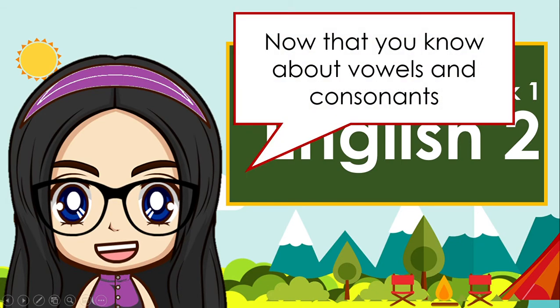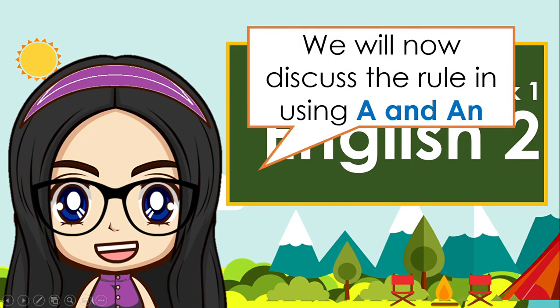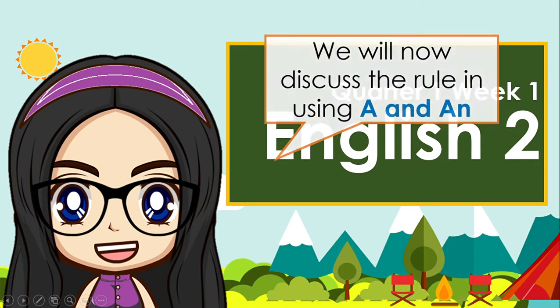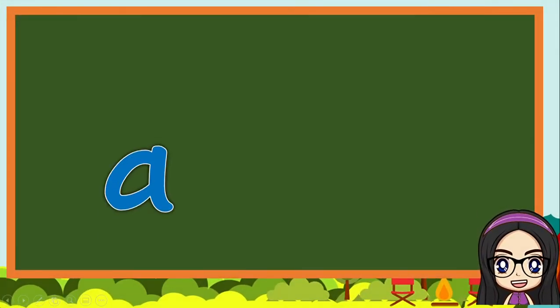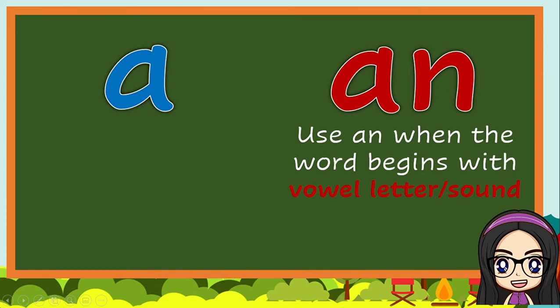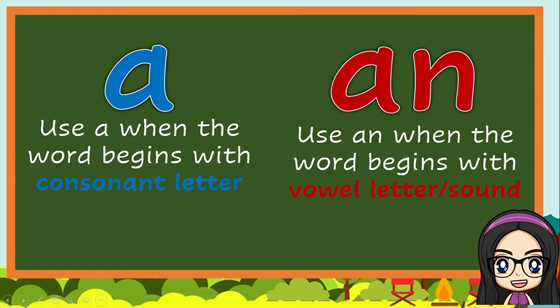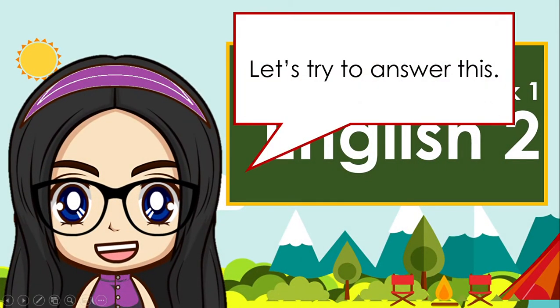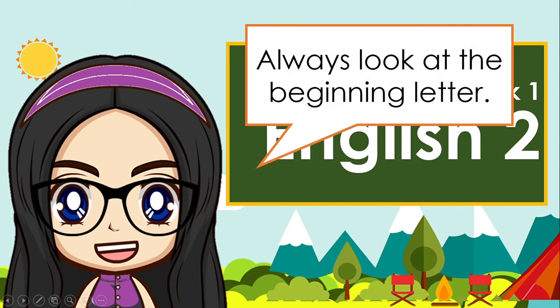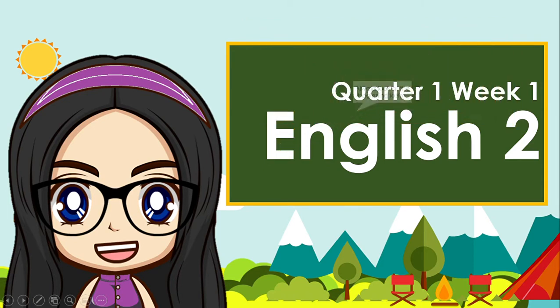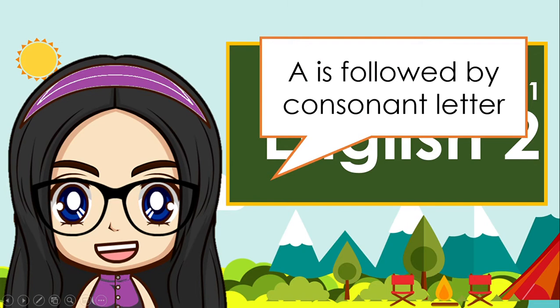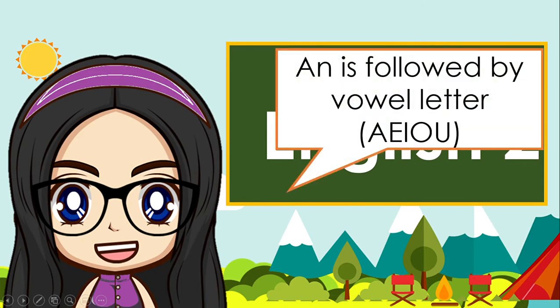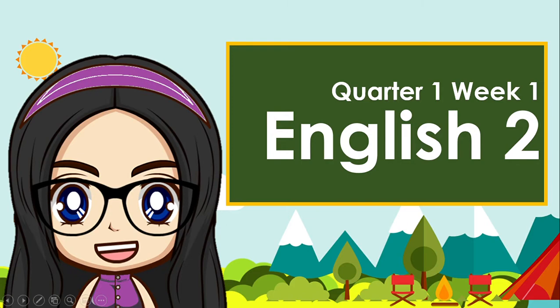Now that you know about vowels and consonants, we will now discuss the rule in using A and An, or the articles A and An. An is used when the word begins with the vowel letter or sound. A is used when the word begins with consonant letters. Always look at the beginning of the letter. A is followed by consonant letter. An is followed by a vowel letter: A, E, I, O, or U.